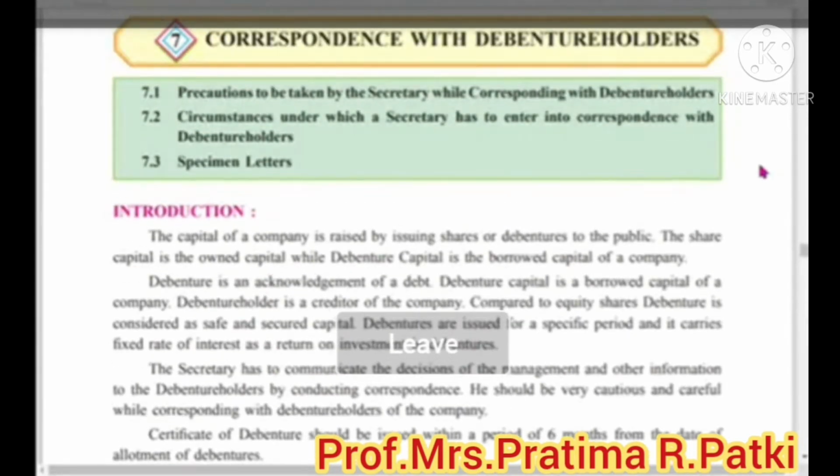Now, while writing letters to debenture holders, the secretary of the company needs to take certain precautions and needs to enter into correspondence with them only after proper communication. When the debenture holder is to be notified, then the secretary needs to correspond with him. So let us see a little introduction about debenture holders.